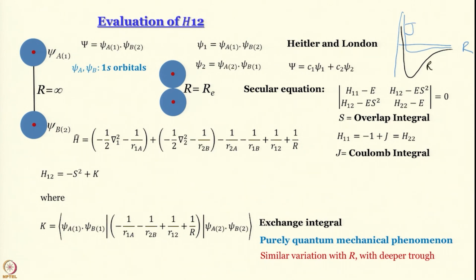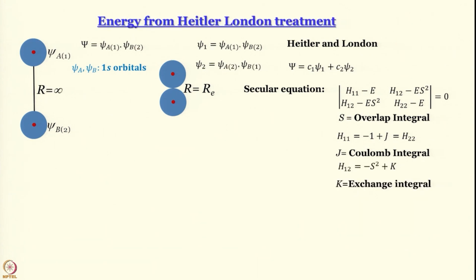The picture is given in the textbook, but today my scanner broke down, so I could not scan it, sorry about that. But please do read the textbook, do not just rely on what we say in class. Okay. So, now we arrive at this concept of the exchange integral, and what we see is that the energy that we get from the Heitler-London treatment is expressed in terms of your overlap integral, Coulomb integral and exchange integral. How do we get it?